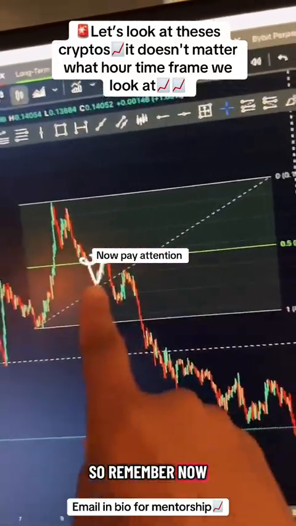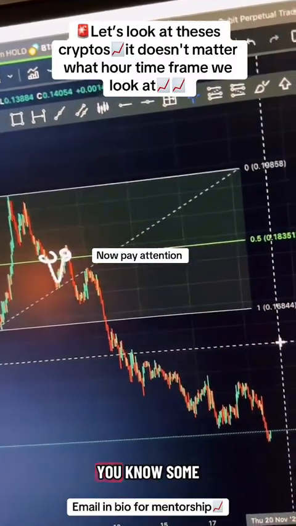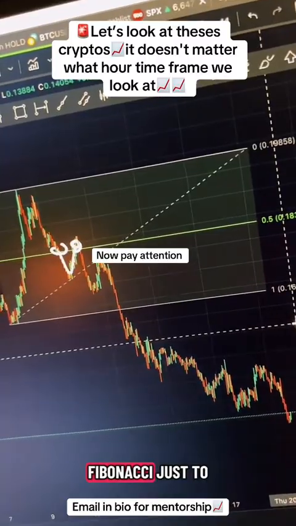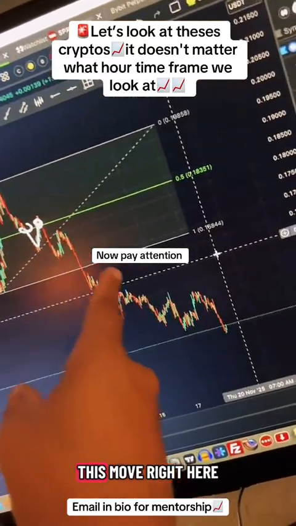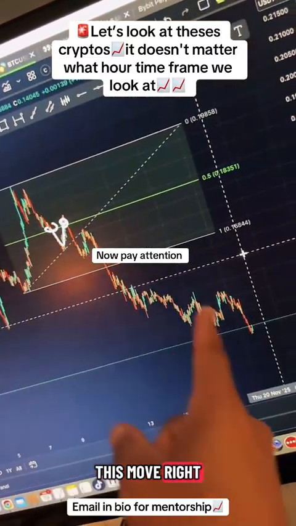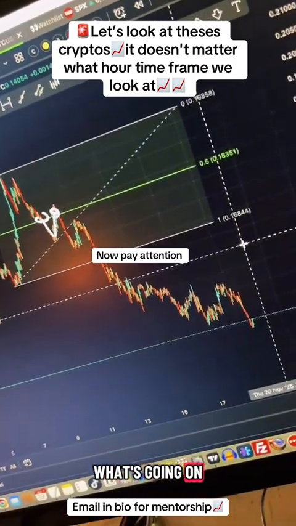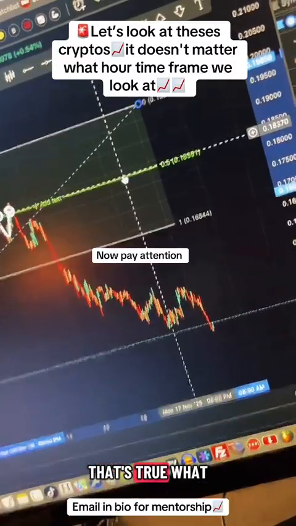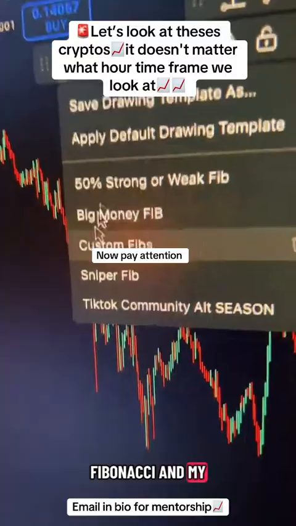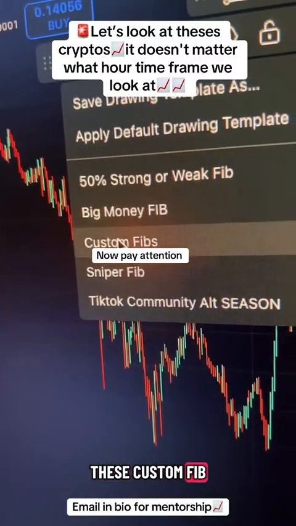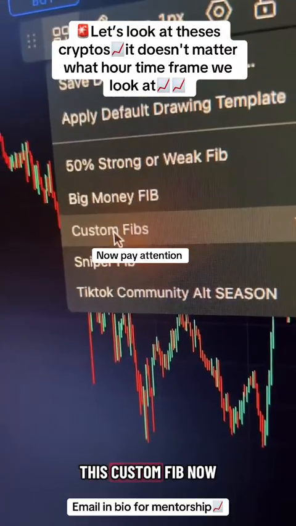So remember, this is just a custom fib that I have. I took away some of the Fibonacci levels just to look at the 50%. But wait, you see this move right here? You think you can't actually know what's going on. Well, let's see if that's true. What do you think happens if I go back to my Fibonacci and click on one of these custom fib templates?